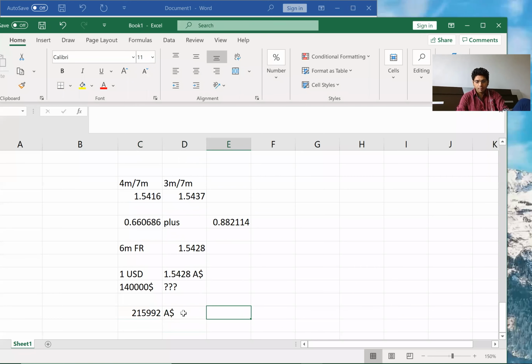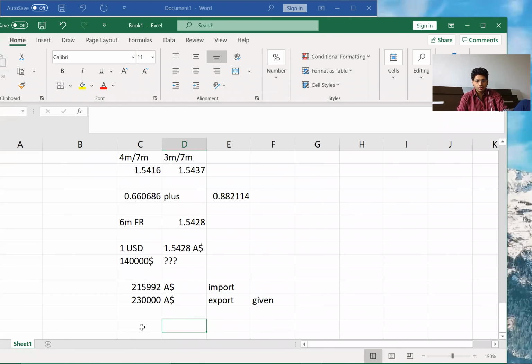But that is the import amount. Because 1,40,000 was import, right? So 2,15,992 Australian dollars is the import amount. But we also know the export amount. Export was already given in Australian dollars only, right? 2,30,000 Australian dollars.